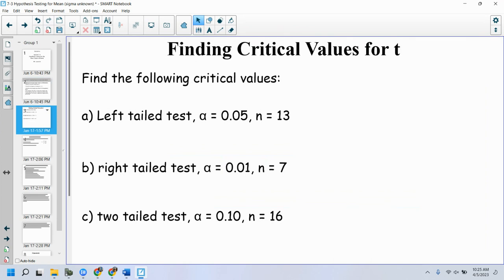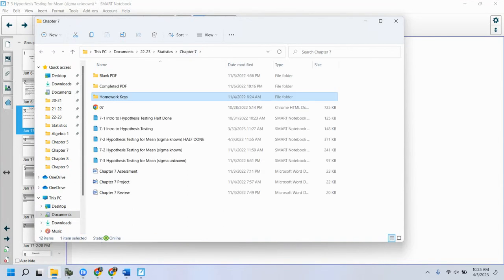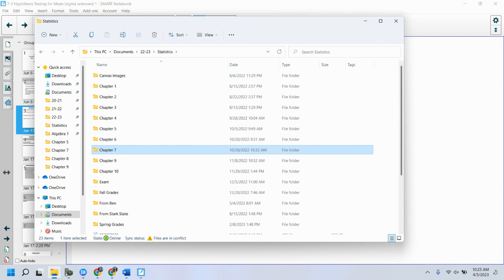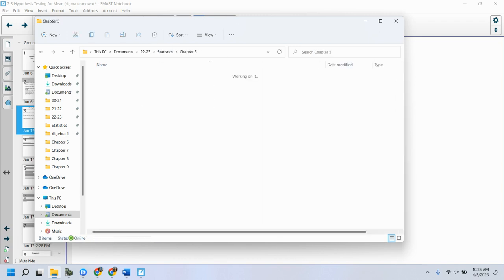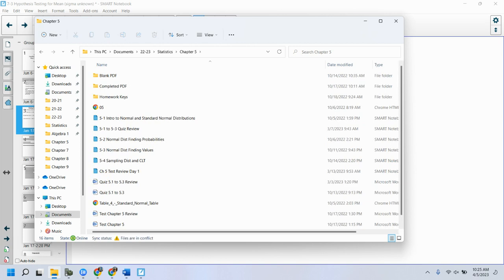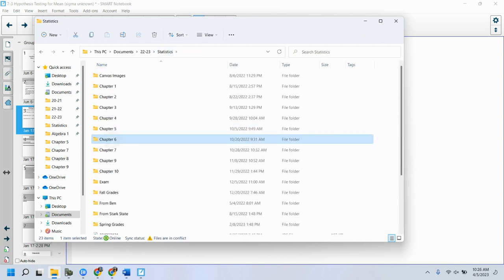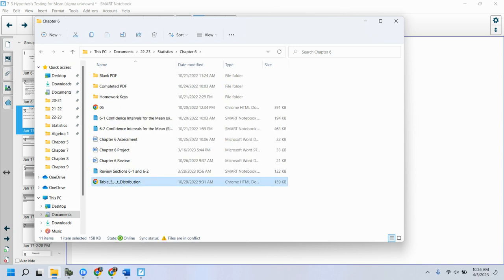Find the following critical values. So let's go left-tailed test with an alpha of 0.05 and n is 13. You know what? Let me pull up chapter 7. No, that's not it. Where is my T table? Chapter 5? Nope, that's my standard normal table. Chapter 6? There it is, T distribution table. Come on. Try it 3 times. There it goes.